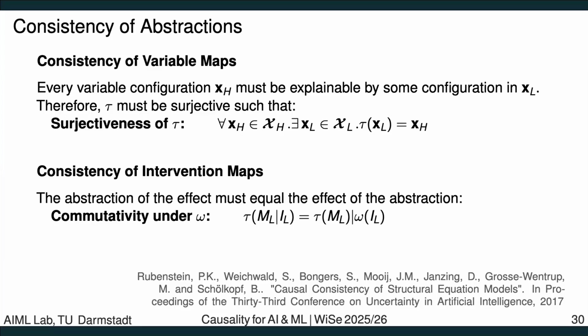And the second thing is the consistency of intervention maps. I've written this a bit vaguely, since usually people put probabilities and other things around that. Basically, what this means is that if we intervene on our low-level model here on the left, and then map this low-level model to the higher level, so then apply the abstraction, it should be the same as if we first map both our low-level model and the interventions to the higher level, and then apply the interventions there.